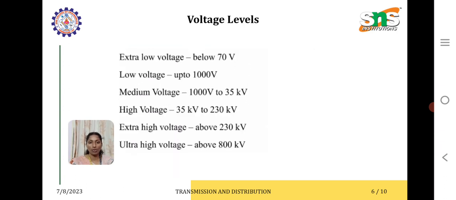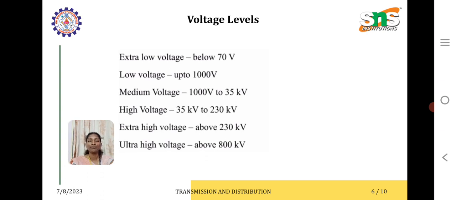So when we talk about voltage, we have to know the levels of the voltage. So we have six types of voltages: extra low voltage, low voltage, medium voltage, high voltage, extra high voltage, and ultra high voltage. So what is extra low voltage?